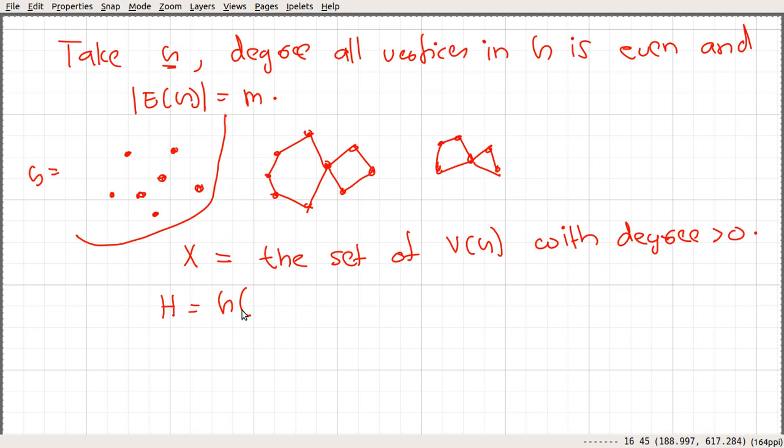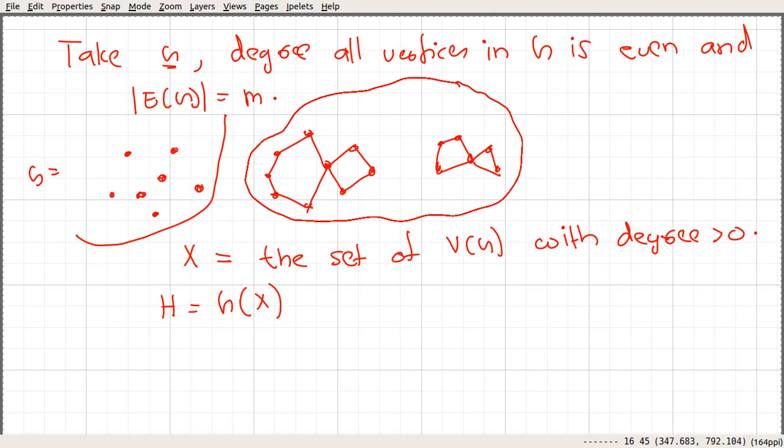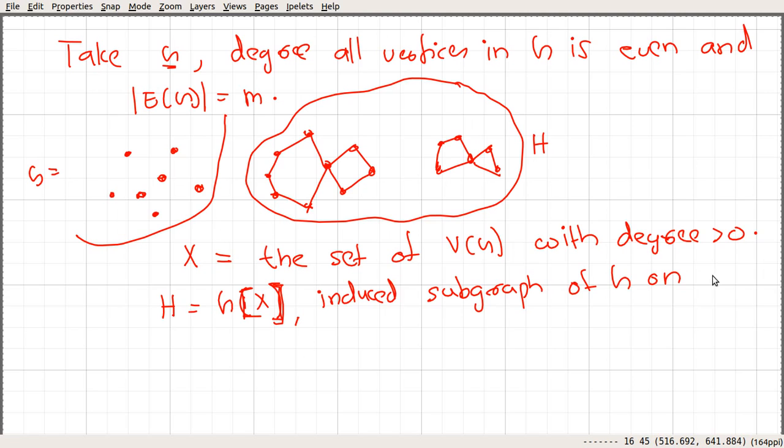Let's consider a subgraph of this original graph G, the induced subgraph on this vertex set X. Here we are considering only this subgraph, and we are calling this subgraph H. So H is nothing but the induced subgraph, which is represented like this, within square brackets. This is nothing but the induced subgraph of G on vertex set X.